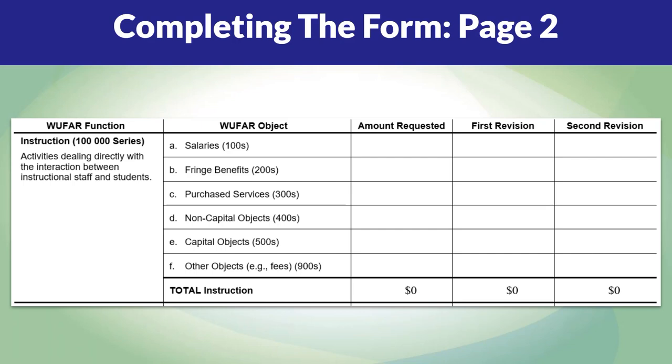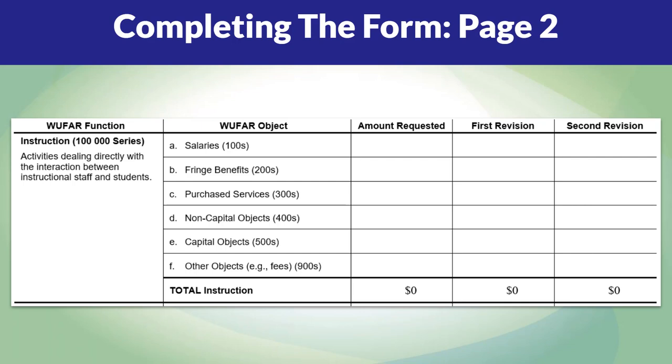The final column to be completed, the fifth column on the form, titled Second Revision, should be used in the event that you'd like to submit a second budget change request. In this case, all columns that can be filled should be filled, with the amount requested being your initially approved budget, the first revision being your most recently approved budget change request, and the second revision being your second request.